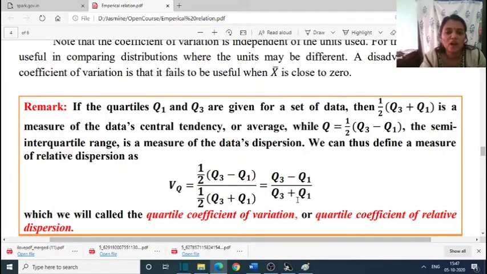We can thus define a measure of relative dispersion. VQ is equal to half into (Q3 minus Q1) divided by half into (Q3 plus Q1). We can cancel the half. So VQ = (Q3 - Q1) / (Q3 + Q1), which is called the quartile coefficient of variation or quartile coefficient of relative dispersion.